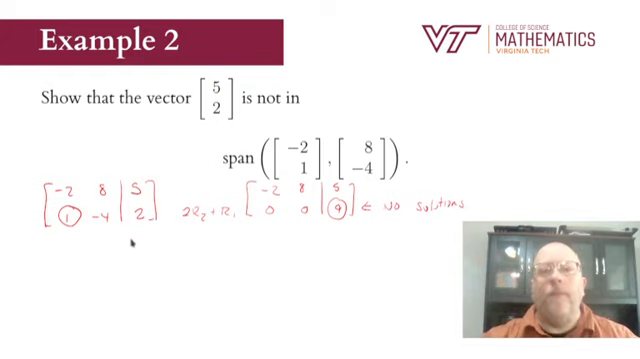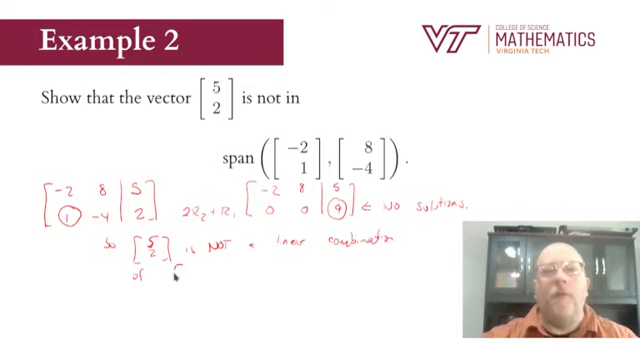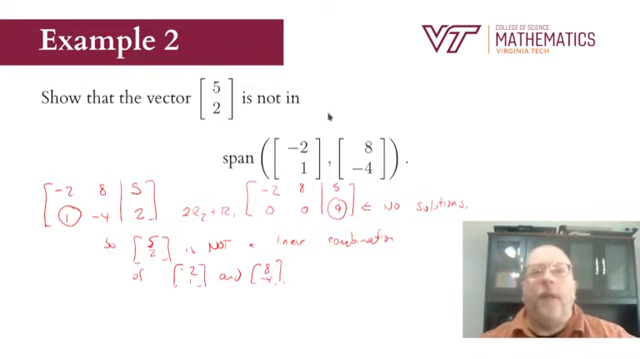And so 5, 2 is not a linear combination of -2, 1 and 8, -4. And so the answer is that this vector is not in the span.